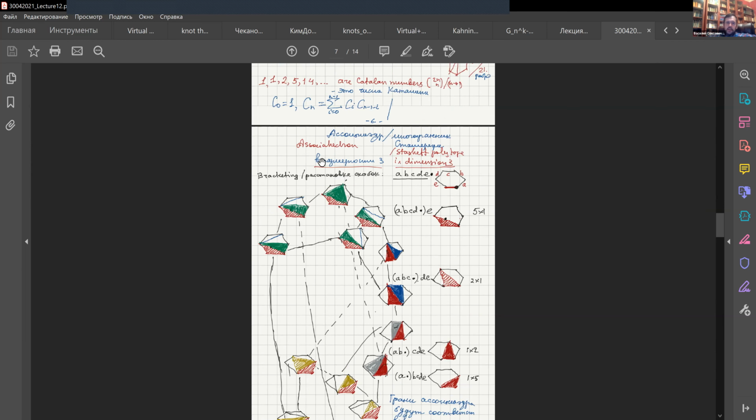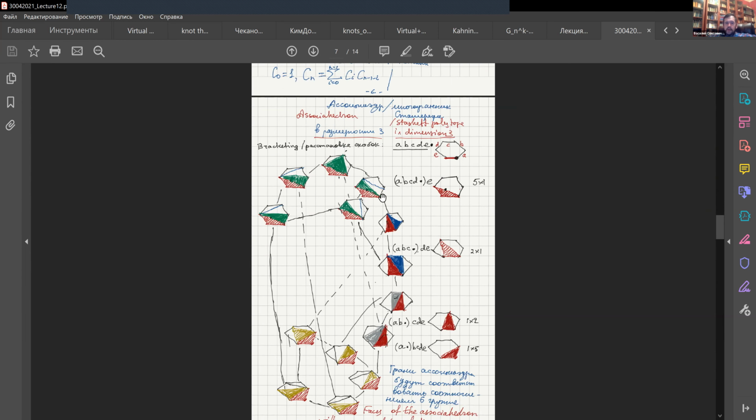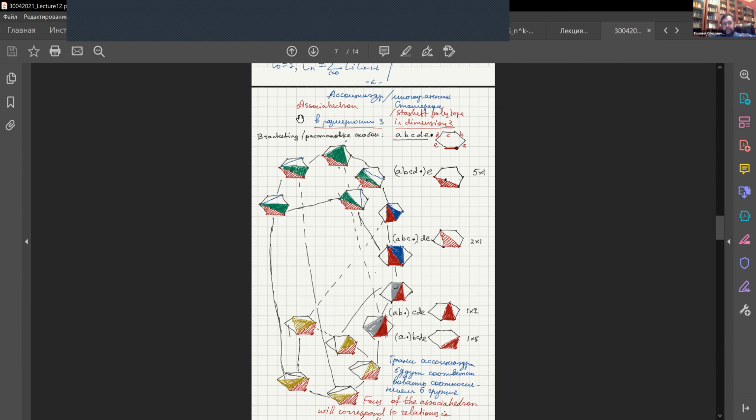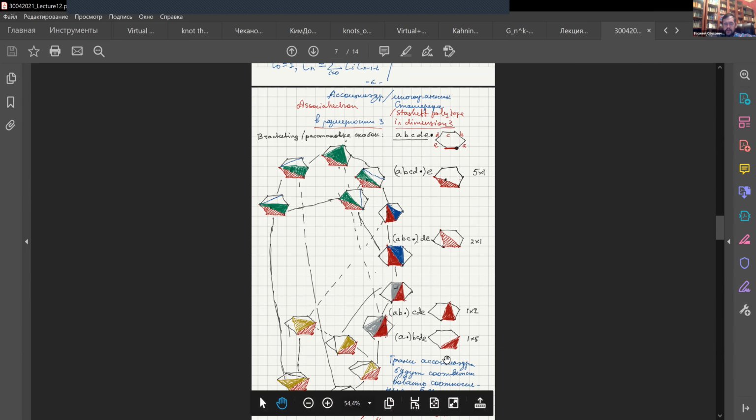And now actually I can use this structure to define the whole picture of this associahedron or Stasheff polytope for the dimension 3. Actually, here I want to look at those summands: 5 times 1, 2 times 1, 1 times 2, and 1 times 5. And after that, I want to look at what is a face. So we know that there are 14 vertices, and now I'd like to look at faces and edges.